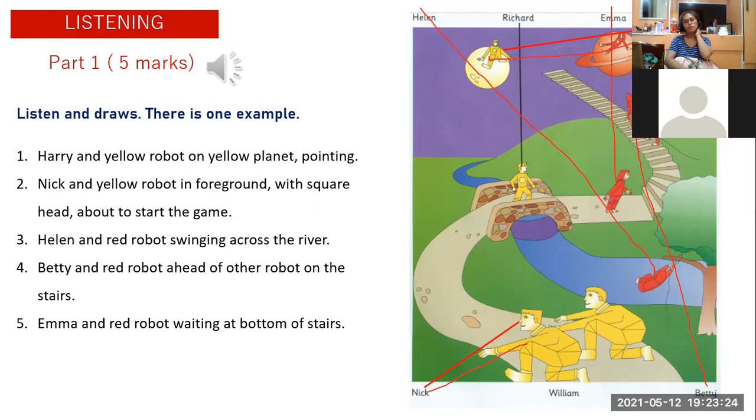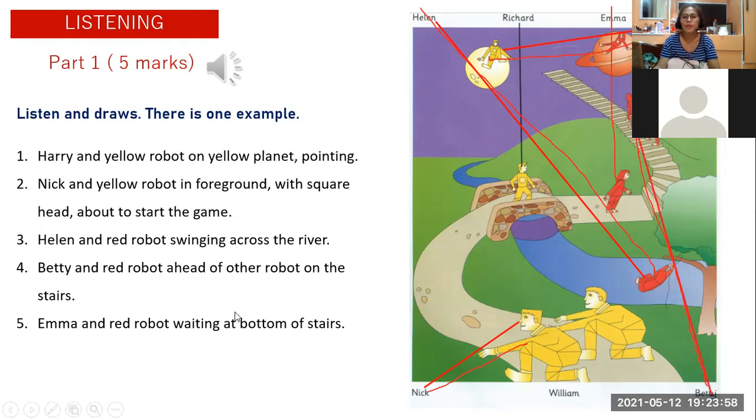Helen is a red robot swinging across the river. Okay, Helen is the red robot. Okay, next, number four. Betty is the red robot, head of all the robots on the star. Emma and the rest of the robots are waiting at the bottom of the star.